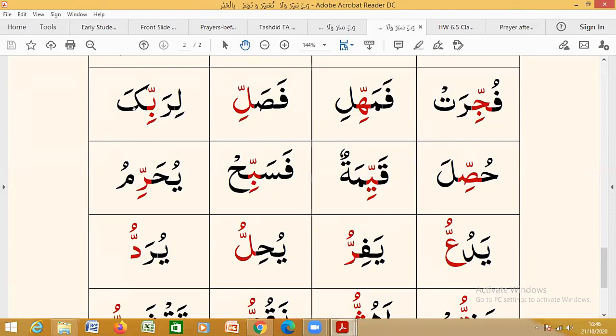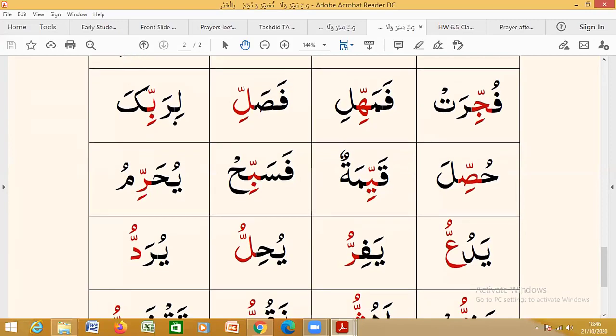Okay, so everybody is expected to read that, even if you do it silently before you start the reading, then that's fine, okay? So remember everybody to read A'udhu billahi minash shaitanir rajeem, Bismillahir rahmanir rahim before you read. But that's okay, no problem. Li rabbika.